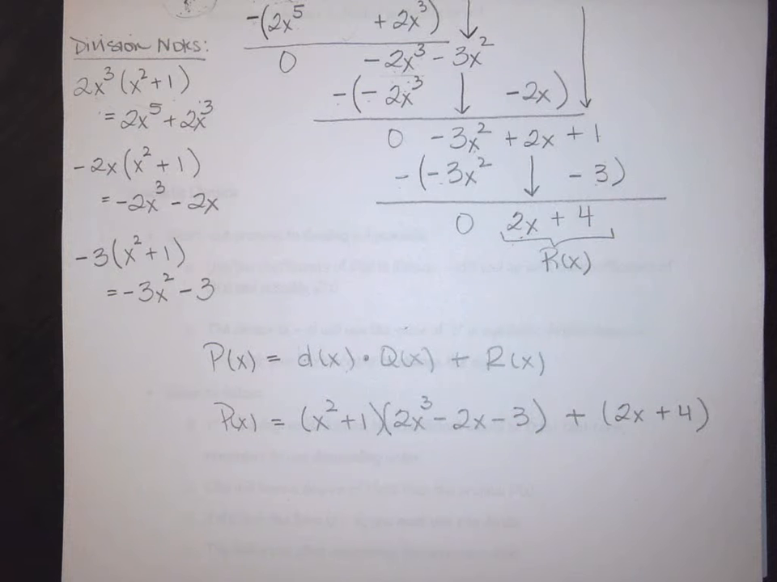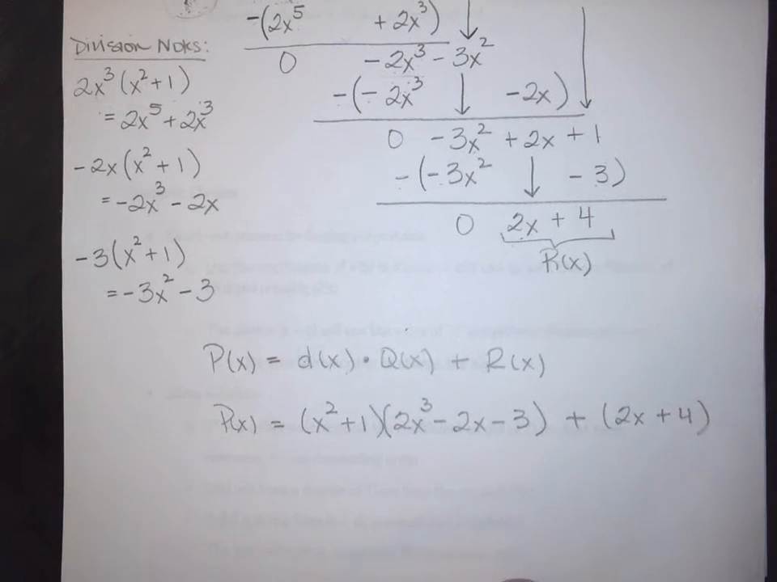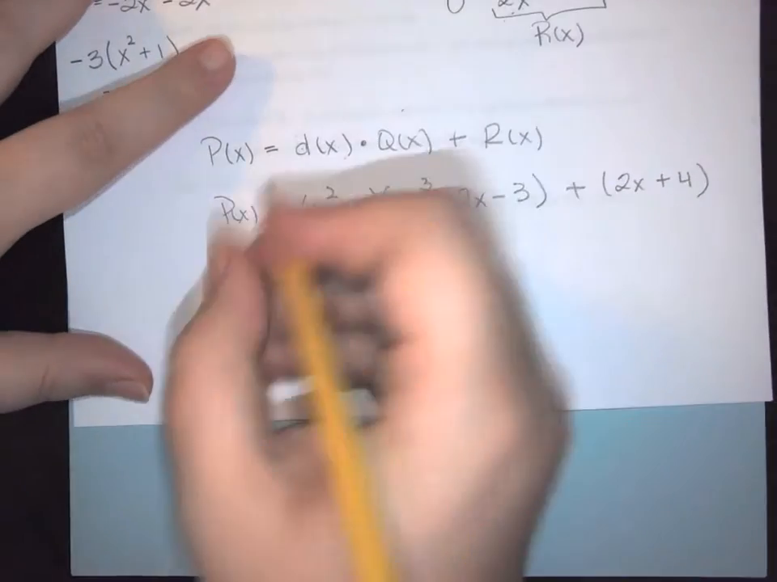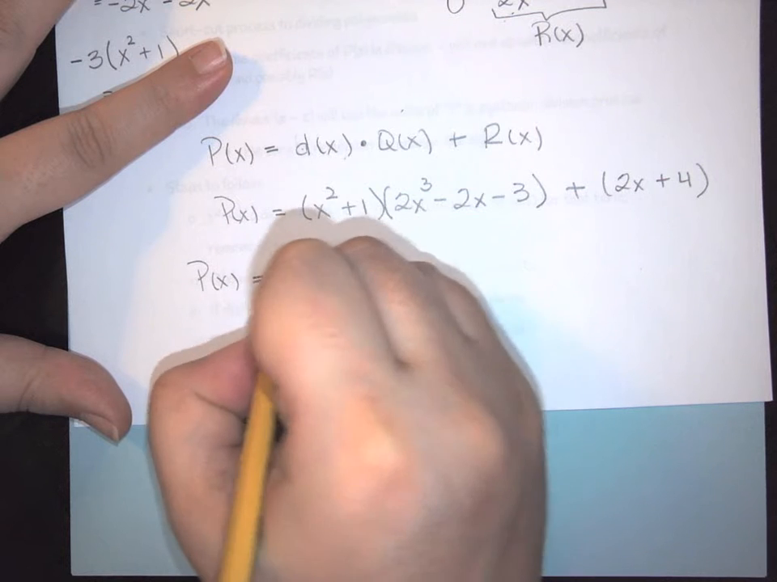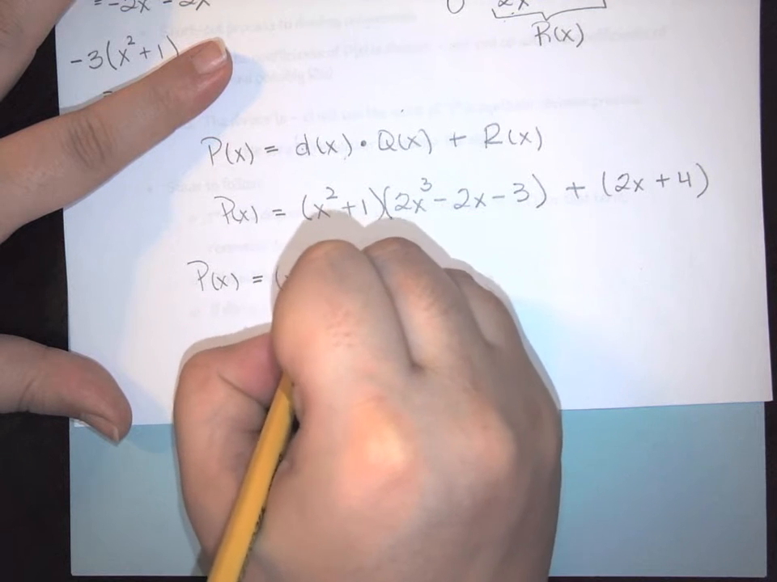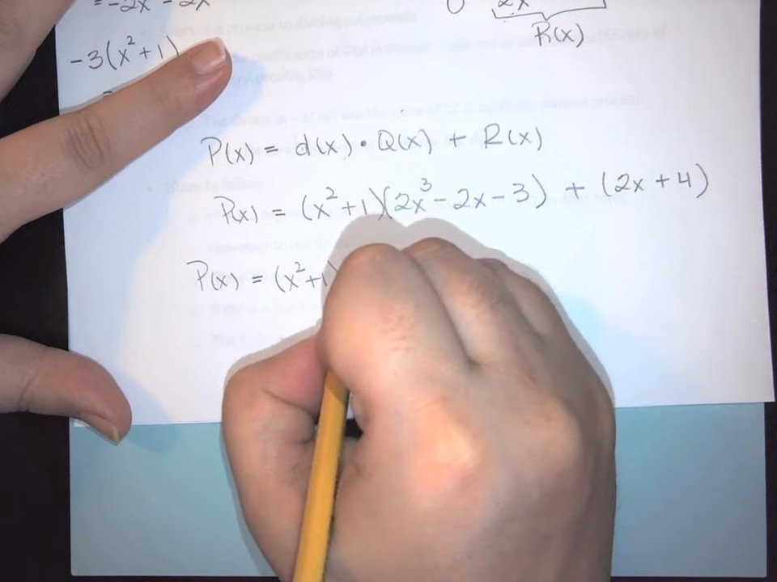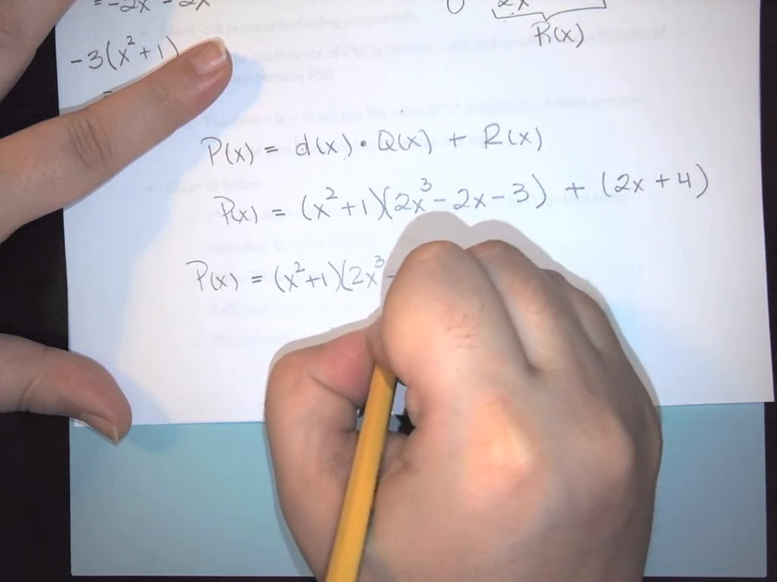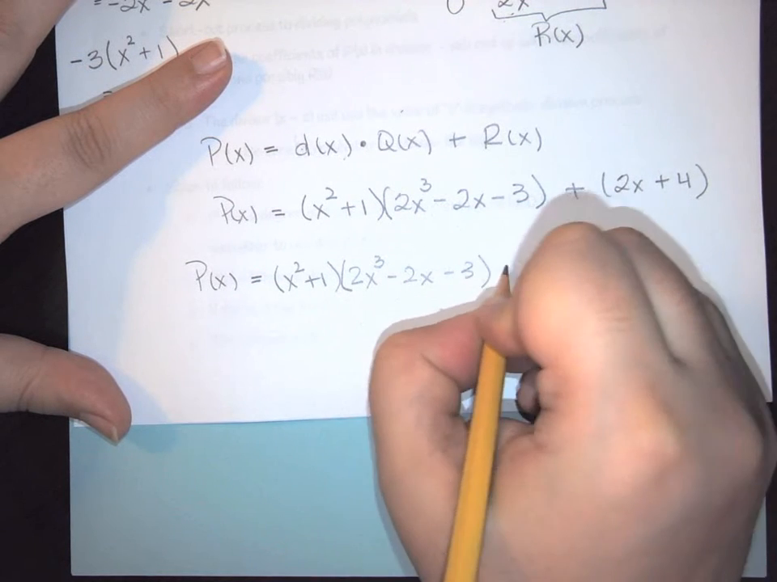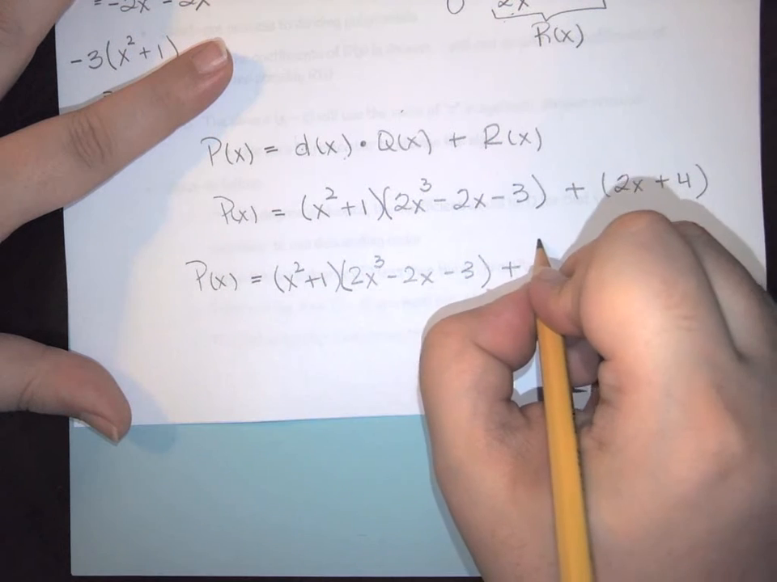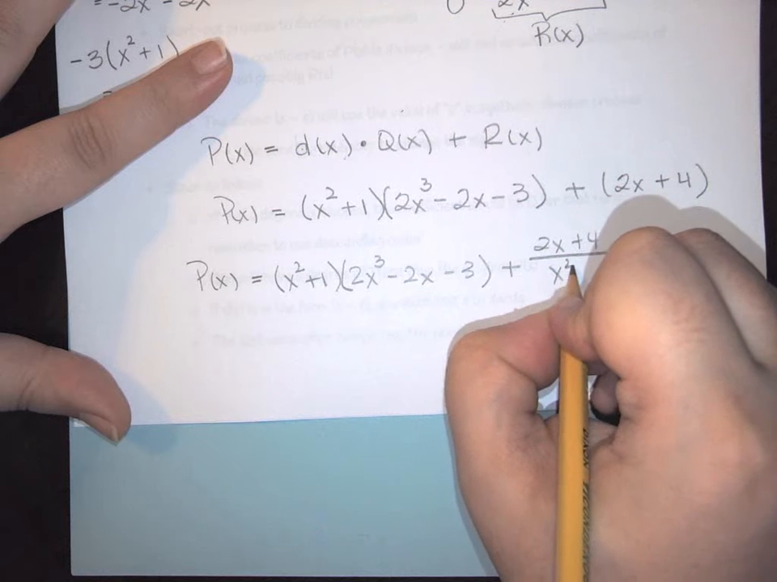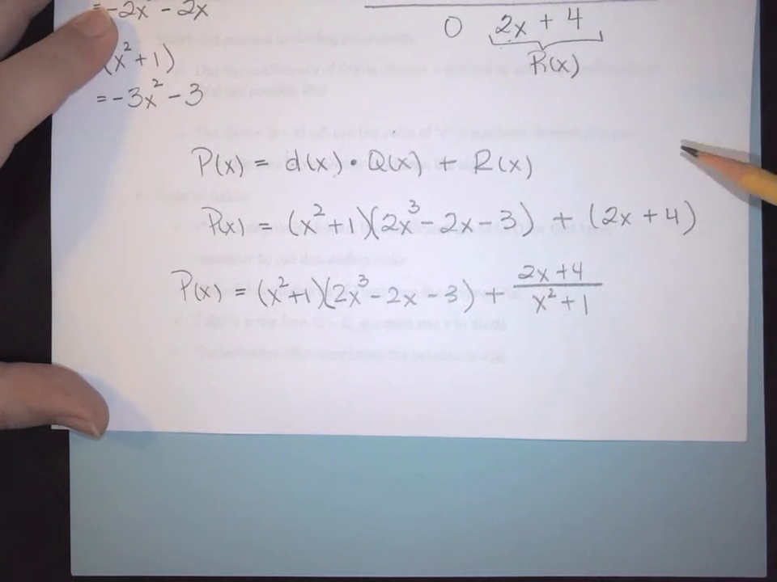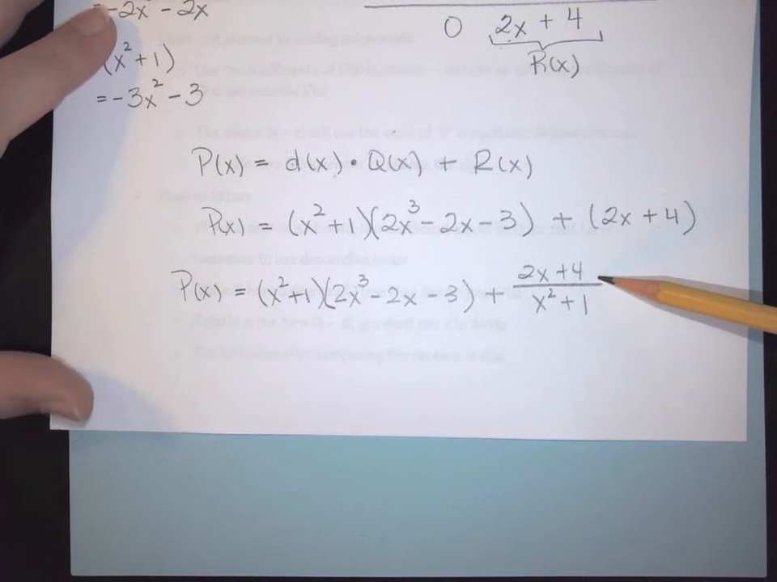Now, in some instances, we write your remainder in terms of a fraction. So another way that you could see it written is p of x is equal to your divisor, x squared plus 1, times your quotient, 2x cubed minus 2x minus 3, plus your remainder. So here this was the 2x plus 4, but we're dividing that by x squared plus 1. So there's two ways that you can see this written.